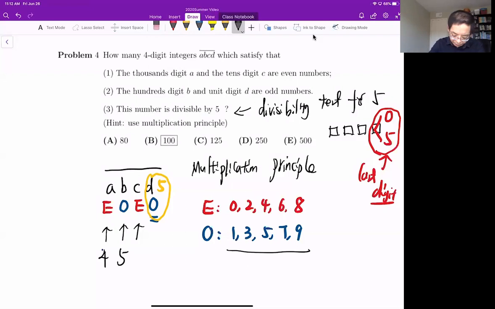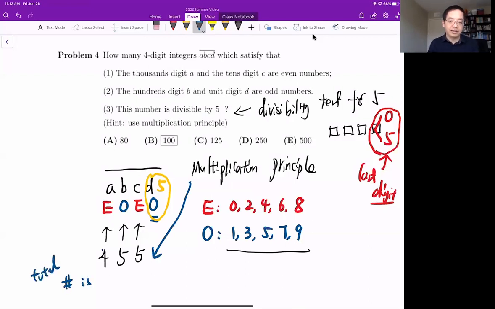All right, so how many choices for C? C has no restriction as long as it's an even number, so we have 5 choices. D is already given as 5. So by the multiplication principle, the total number of valid cases is 4 multiplied by 5 and then multiplied by 5. Here we should do multiplication, not addition. So this is 100.